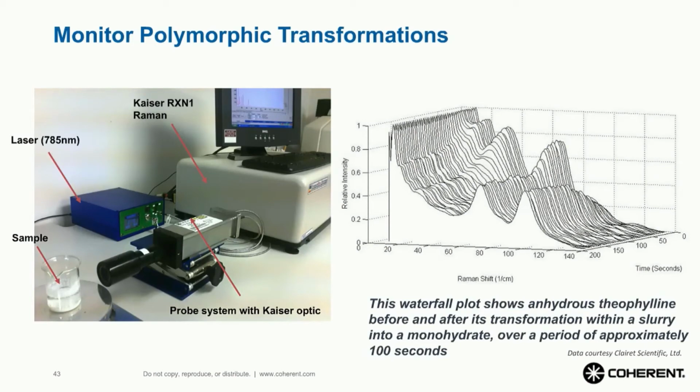So just an example of how we can connect that. Here shows one of our probe units connected to a Kaiser RXN system, even with another adapter that allows you to use the Kaiser non-contact optic. In this case, it's focusing onto a reaction vessel, looking at a reaction of anhydrous theophylline going through a hydration experiment. With the data on the right, you can see how over a period of just 100 seconds, the sample goes from anhydrous to monohydrate forms, and all of this is clearly evident in the low frequency portion of the spectrum.